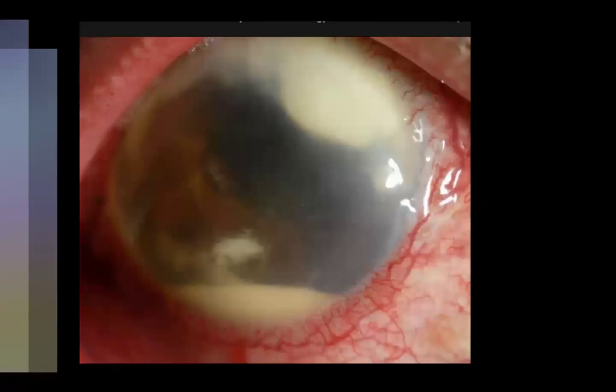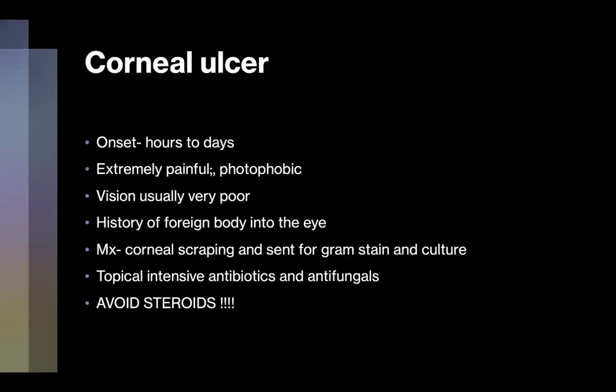So if a post-operative patient comes to you with a red eye, angry looking eye, painful, don't treat them with any topical antibiotics like Cipro, any chloramphenicol. Send them directly to the ophthalmology department, okay?